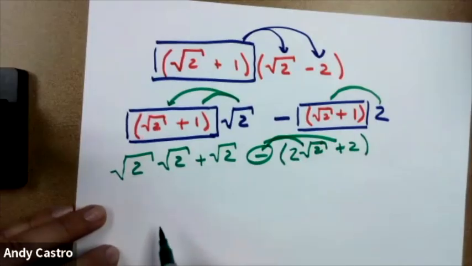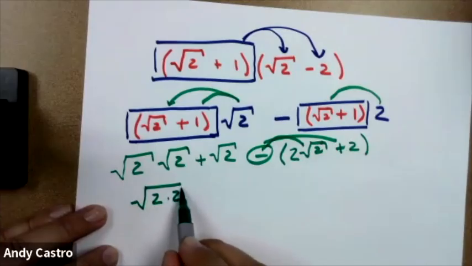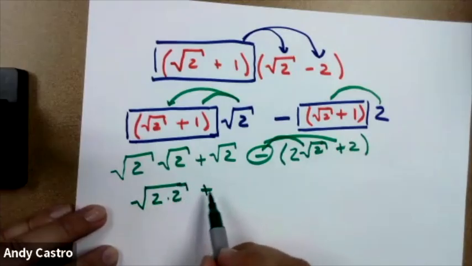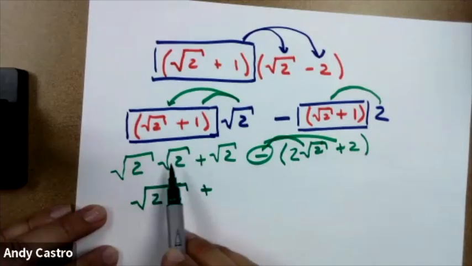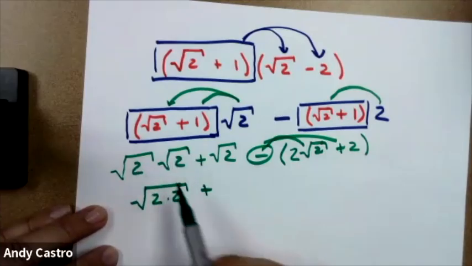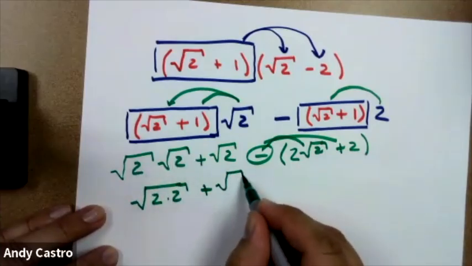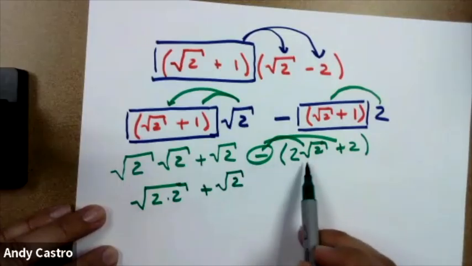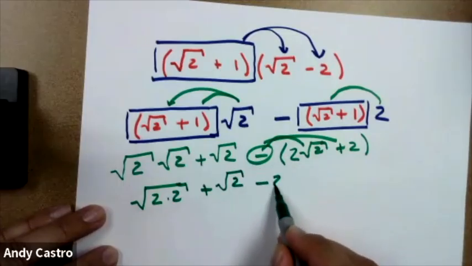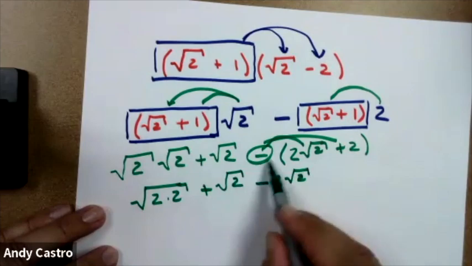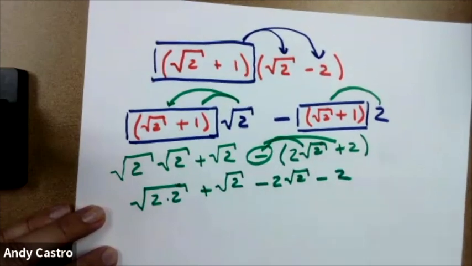So root 2 times root 2, I could put them under the same radical, 2 times 2. Some of you have already realized that this is going to be 2. Root 2 times root 2 is going to end up being 2, so you can skip that step if you want. Minus 2 root 2 and minus 2. Very good.